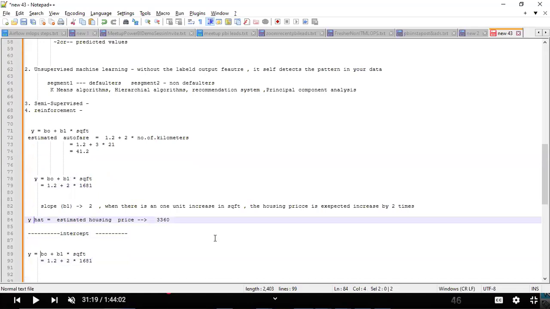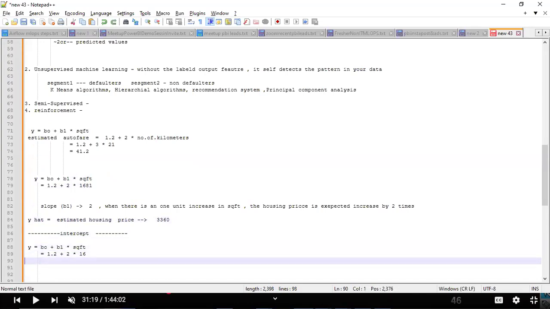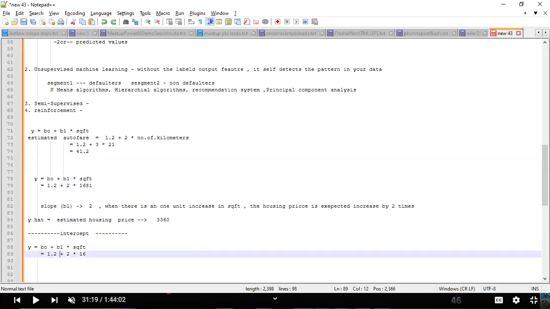Same equation. But here, for example, the square feet is 0. The independent variable is 0. X is 0 here. Square feet is your X, the independent variable, okay? So let's say square feet is 0. When the square feet is 0, the expected housing price is 1.2.